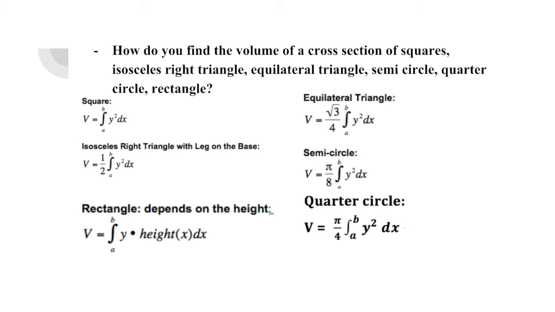For an isosceles right triangle with the leg on the base, it's half of the integral from a to b of the side squared. For a semicircle, it's pi over 8 times the integral from a to b of the side squared. For a rectangle, it's the integral from a to b of the side length times the height of the rectangle dx. And for a quarter circle, it equals pi over 4 times the integral from a to b of the side length squared.